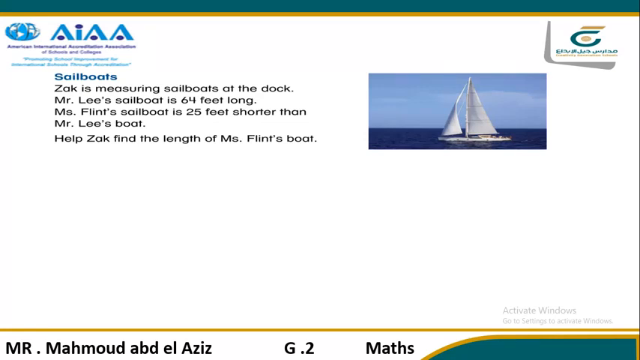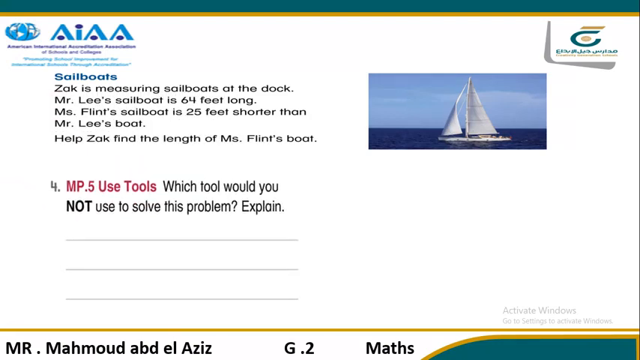So, dear students, with another question here, Zach is measuring sailboats at the dock. Mr. Lee's sailboat is 64 feet long. Mrs. Flint's sailboat is 25 feet shorter than Mr. Lee's boat. Help Zach find the length of Mrs. Flint's boat. We have here three questions. The first question is, which tool would you not use to solve this problem?